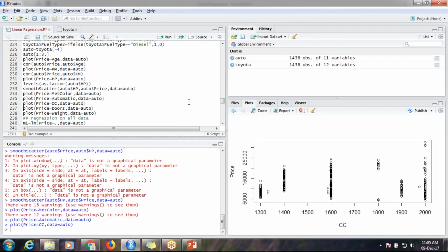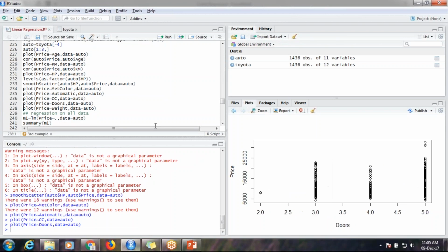Price with CC. CC is also, as you can see, a discrete one. Only some values are there. Doors, I expect the same thing there.